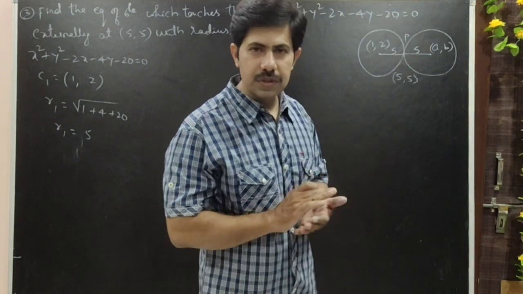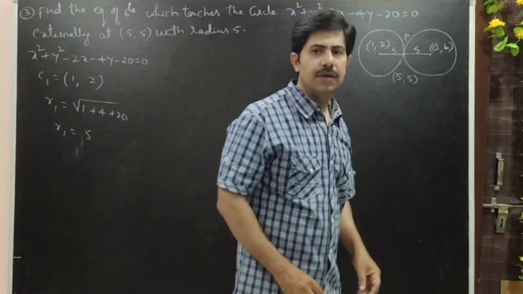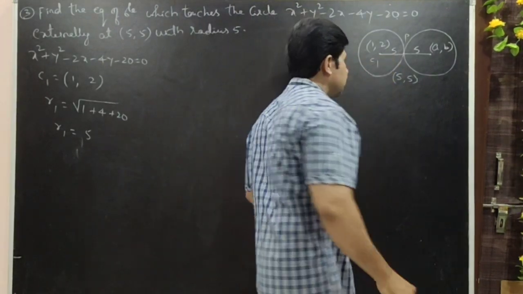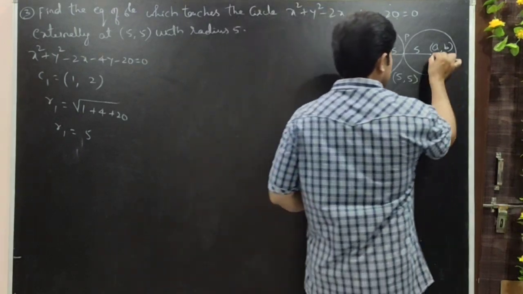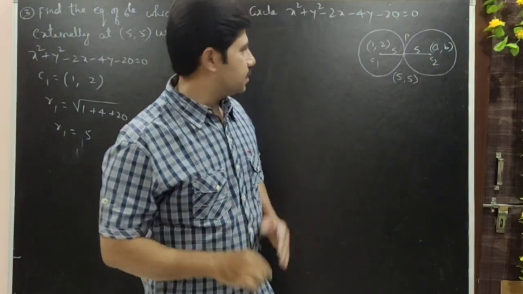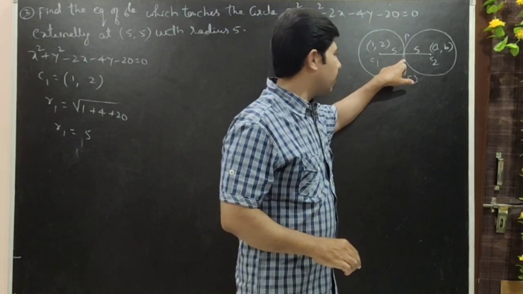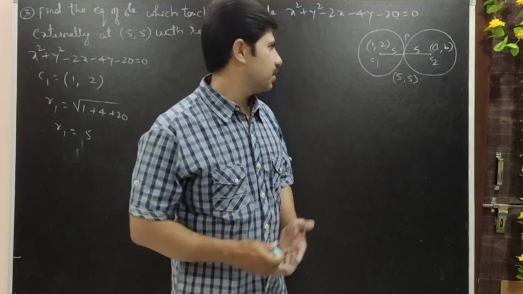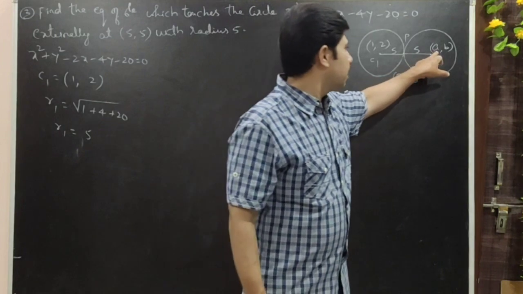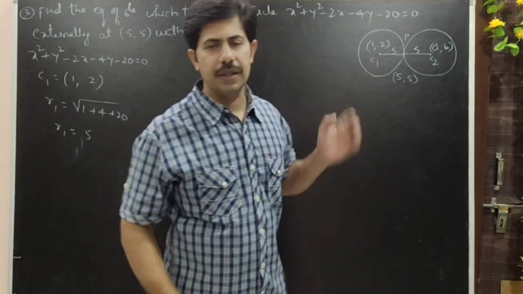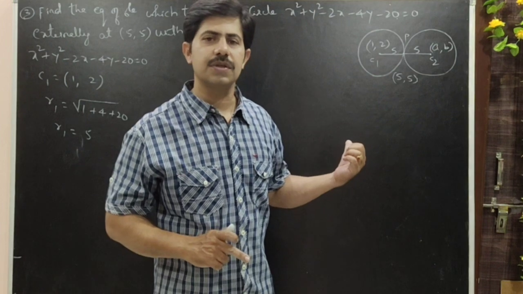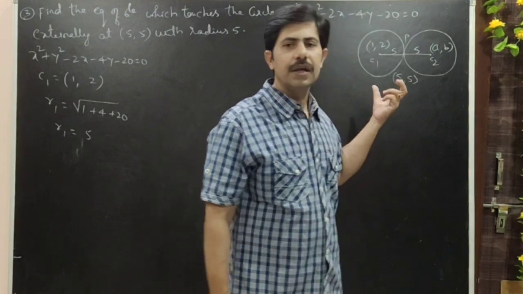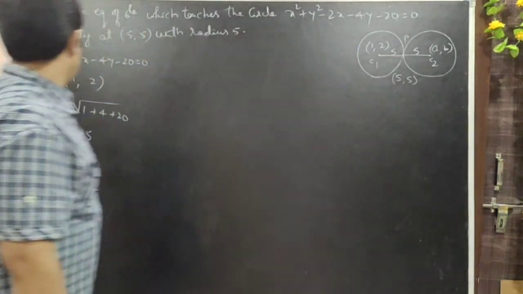Here you can use ICS to find a comma b. Or one more thing: the distance from C1 to P is 5, and the distance from C2 to P is also 5. That means this point P, 5 comma 5, is also called the midpoint. You can use the midpoint or ICS to get a comma b. Either one we can use. So in this problem, I use the midpoint to find a comma b. So we have R1.